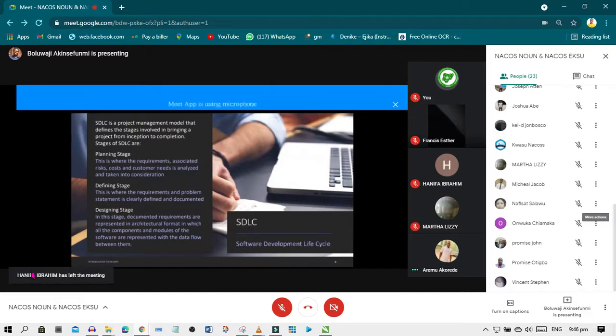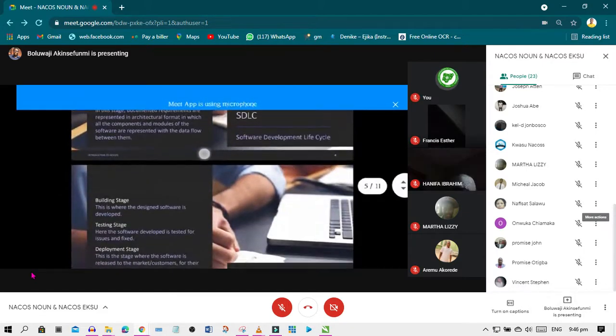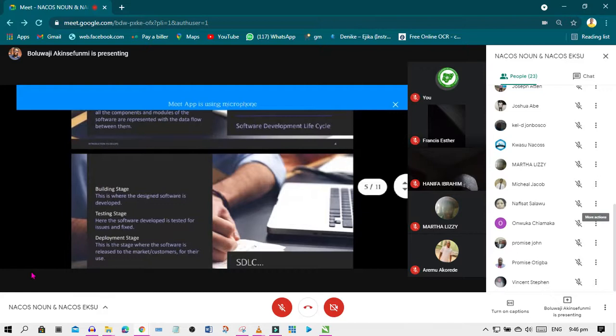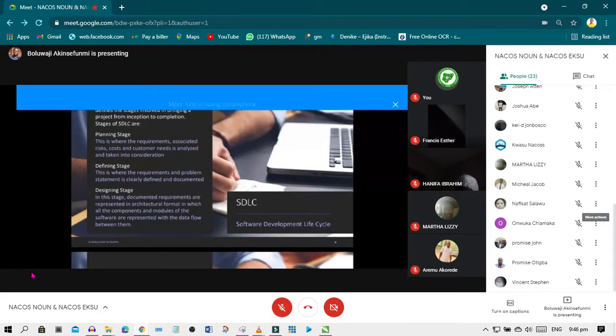The software development lifecycle consists of various stages, and I'll be talking about five different stages here: the planning stage, the problem definition stage, the designing stage, the building stage, the testing stage, and the deployment stage. That's six different stages, right? Not five.